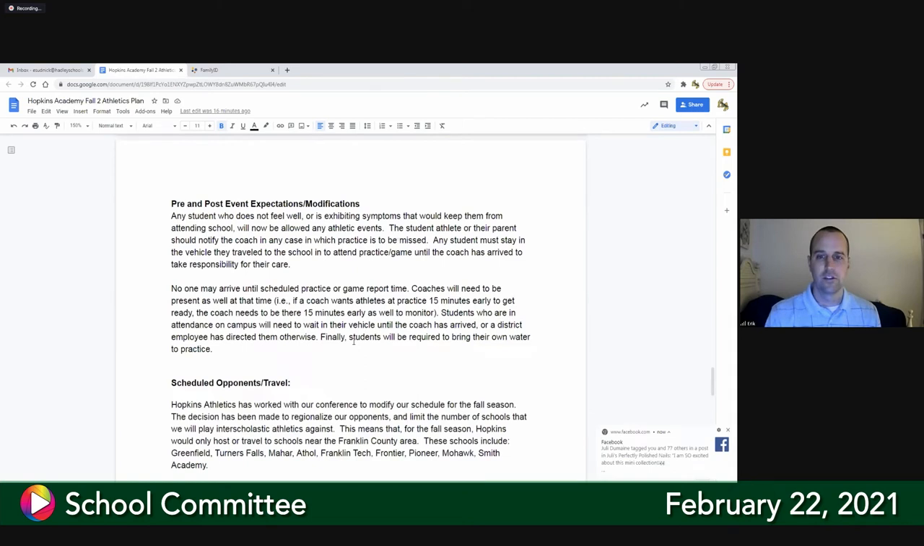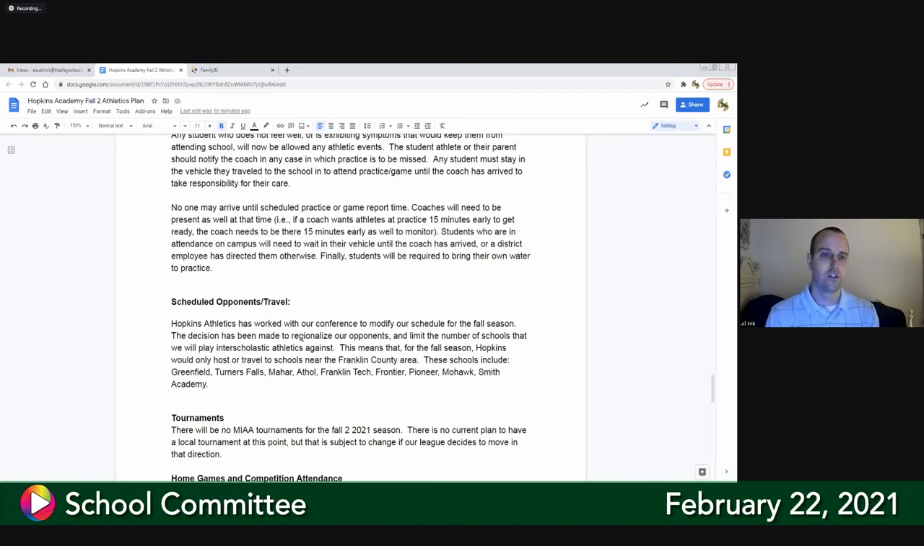This section is the same as previous pre and post event modifications, just for the expectations of remaining in vehicles, not arriving early to practice or to games. The students have actually done a really good job showing up 15 minutes ahead of time and not too early before a contest, to make sure we're minimizing the amount of people and the amount of interaction where we can. They've been following these guidelines quite well, and we'll continue to do so.